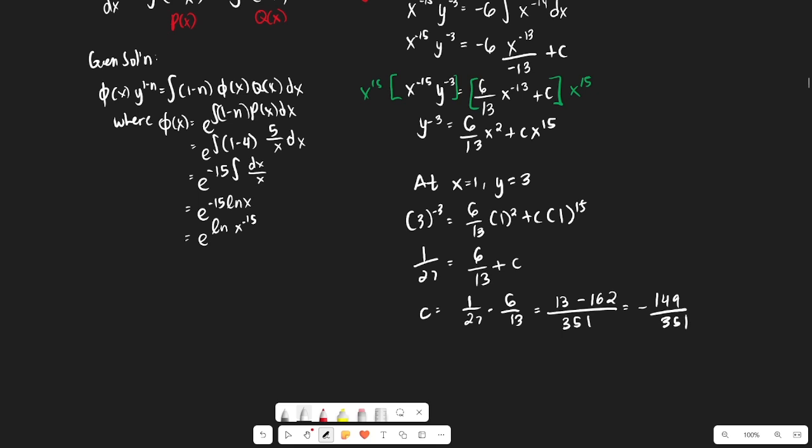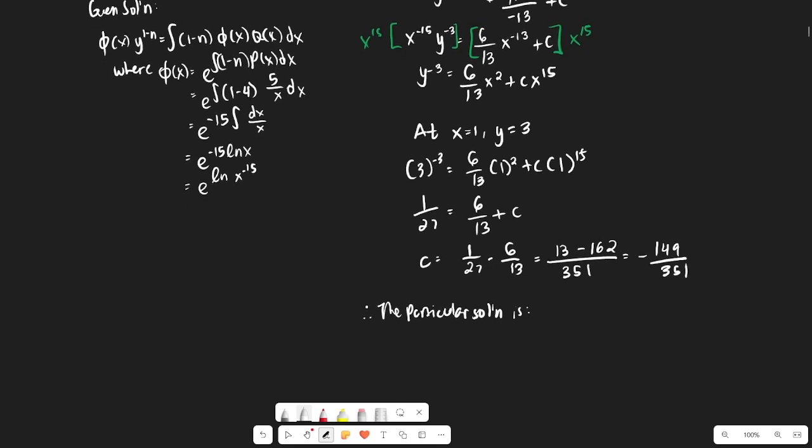So our answer for this particular given, or our particular solution, is given by y raised to negative 3 is equal to 6 over 13 x squared plus, substituting this one, minus 149 over 351 x raised to 15. So this is our final answer.